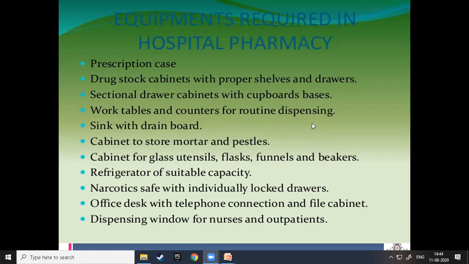Now if you have any question related to this, you can ask. Hospital pharmacy is very advanced in European and Western countries, but in India it will take time. But the future of hospital pharmacy is very bright in India also.